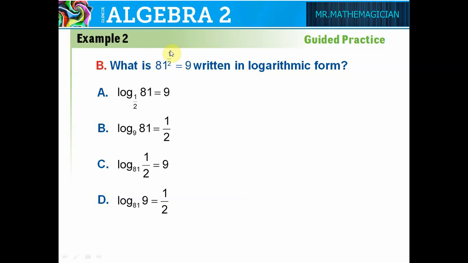What is 81 power half equals 9 written in logarithmic form? Is it A, B, C, or D? We all know that 81 is the base and half is the power. So the accurate choice is, yes, it's D. Log 9 base 81 equals half.